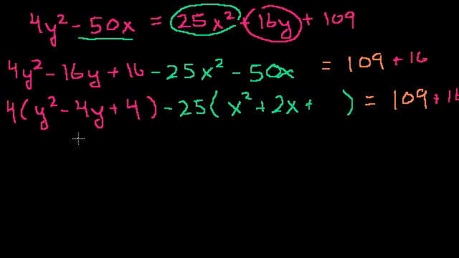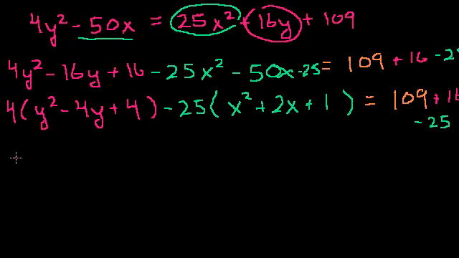Likewise, if we take half of this number here, half of 2 is 1. 1 squared is 1. We didn't add a 1 to the left-hand side of the equation. We added a 1 times minus 25. So you want to put a minus 25 here. And likewise, this would have been the same thing as adding a minus 25 up here, and you do a minus 25 over here.